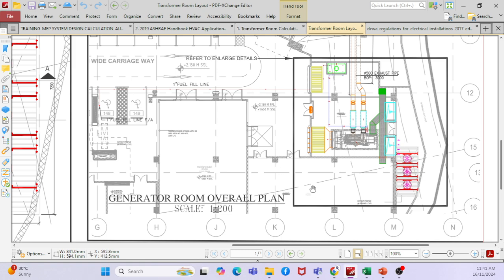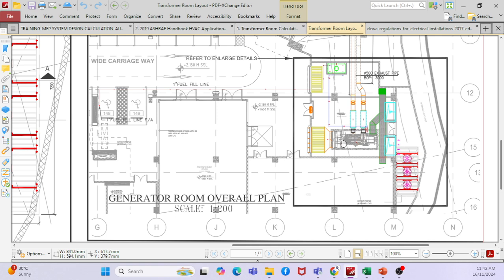Now, during a power failure scenario, what will happen? The power will not come from HV to transformer to the LV. It will come from the generator. The generator will give the power to the LV, and from the LV it will distribute internally. Whenever the equipment works, it will dissipate a lot of heat because there is energy consumption, right?